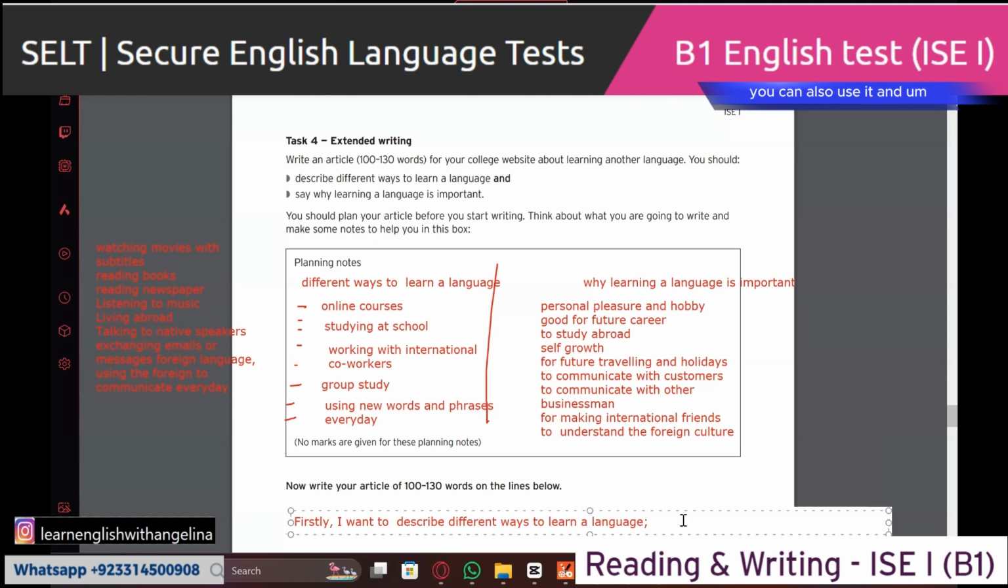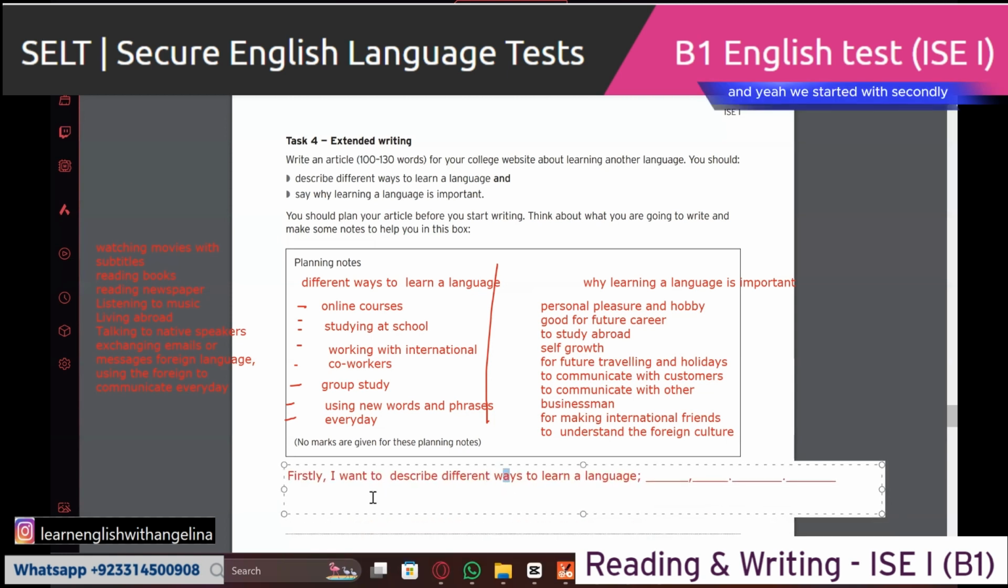And now everything that you have written in here: online courses, comma, studying at school, comma, working with international co-workers, comma, using new words and watching movies, everything we write in here. We finish the first paragraph. Understand it? Then we start the second paragraph.